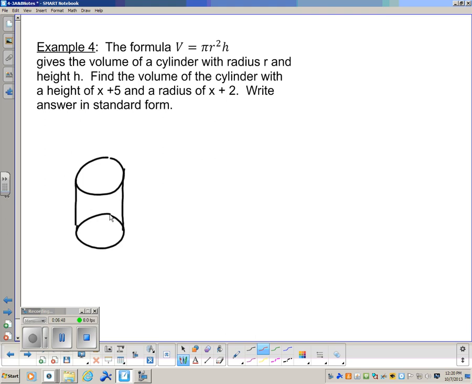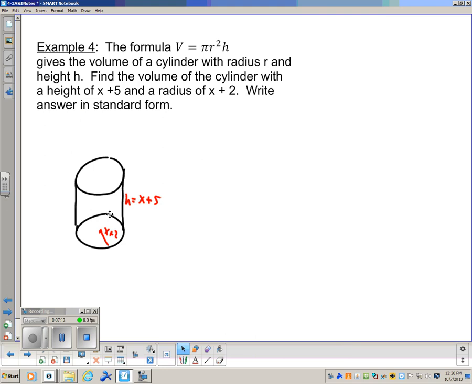It says the height is x plus 5. That's basically from down here all the way up to the top of that lid. So I like to do it on the side: h equals x plus 5. And then it says the radius of this is x plus 2. So I drew a line there on the base.